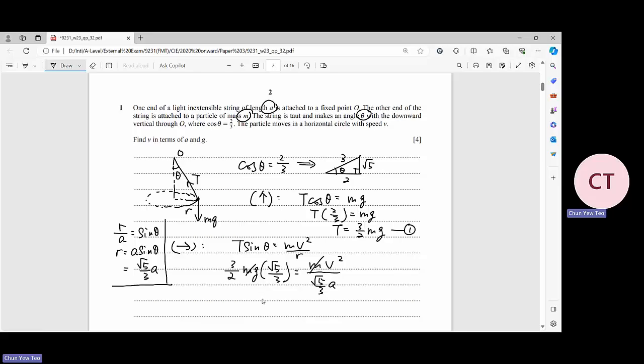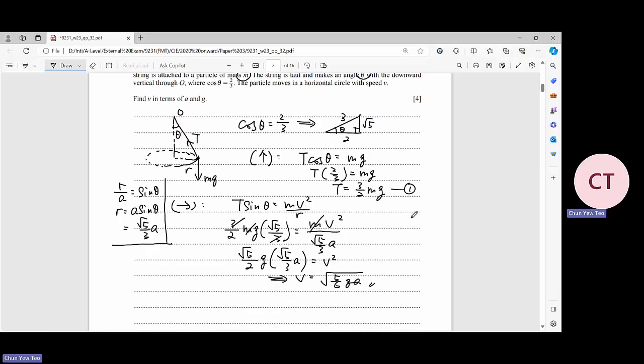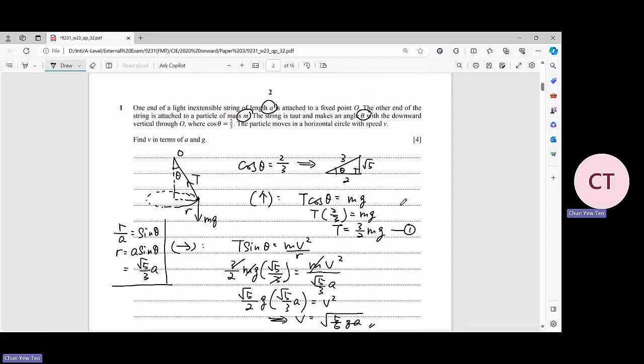We are looking for v in terms of a and g. So you have this one, you can cancel it. So you have square root 5 over 2 g multiplied by square root 5 over 3 a equal to v squared. Therefore, your v will be the square root of 5/6 ga. Just like that, done. That is the answer for question number 1.